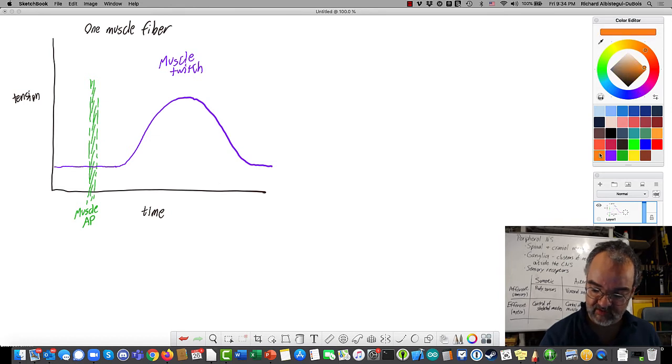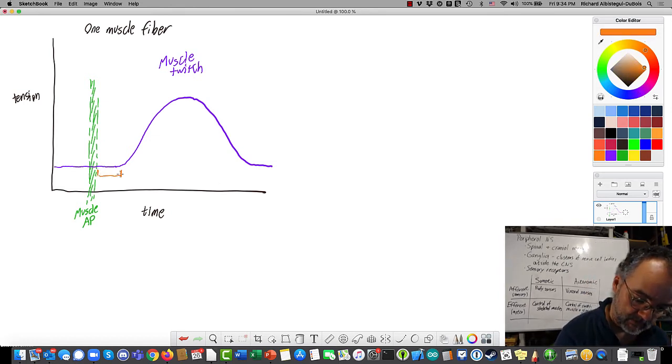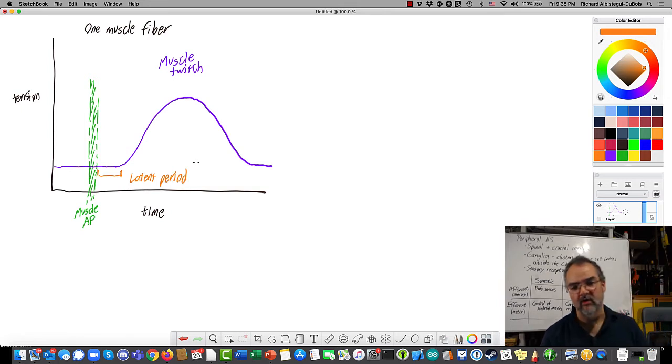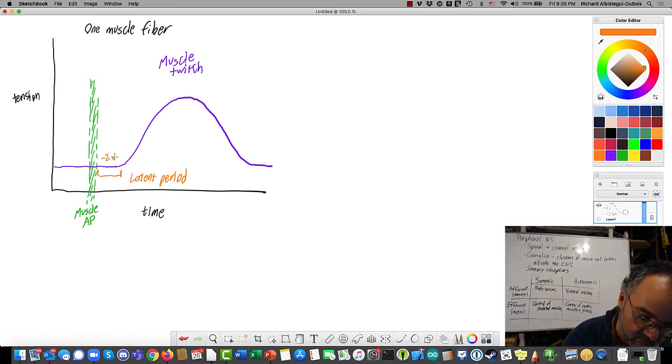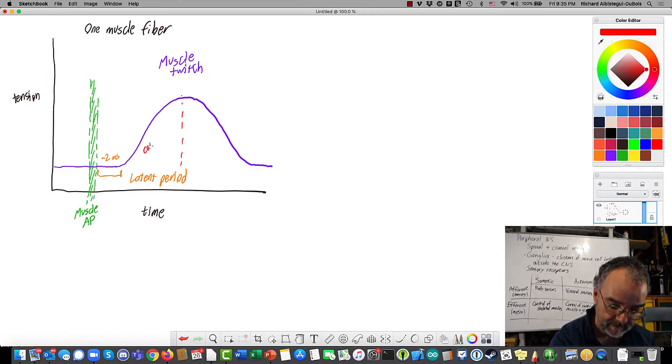We will have a short, what we call latent period. So what do you suppose is going on during that time? Well, if the muscle action potential is happening then all of those other events of excitation contraction coupling, the activating the DHP, pulling open the ryanodine, calcium getting out, calcium getting to the myofibrils, binding to troponin, moving tropomyosin. All of that is going to happen in this couple of milliseconds. So about 2 milliseconds. And then we will have a period while the muscle is contracting and a period where it is relaxing. That is one muscle twitch.